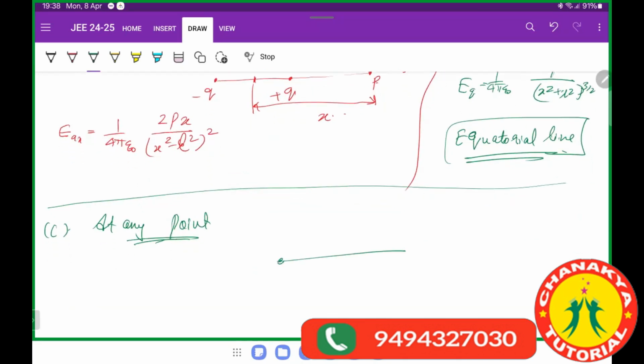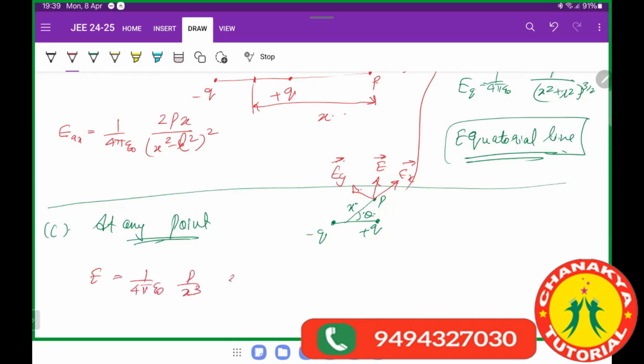Now, this is the dipole, plus q minus q. Let's take a point P at angle theta, distance x. The electric field along a line, the resultant, with components EX and EY, and E. The general equation for this is 1 by 4 pi epsilon naught, p by x cube, times the square root of (3 cos square theta plus 1).